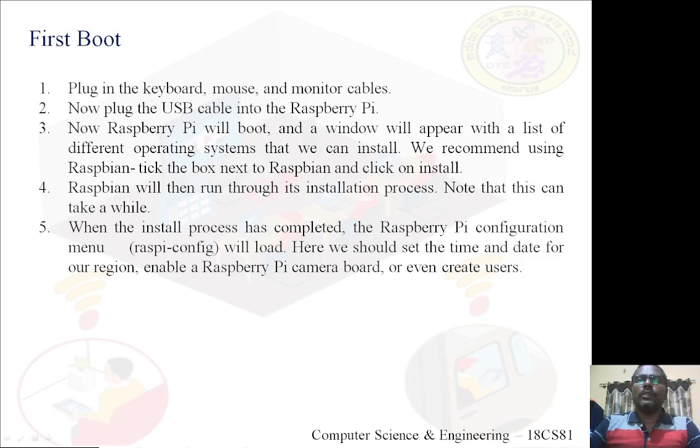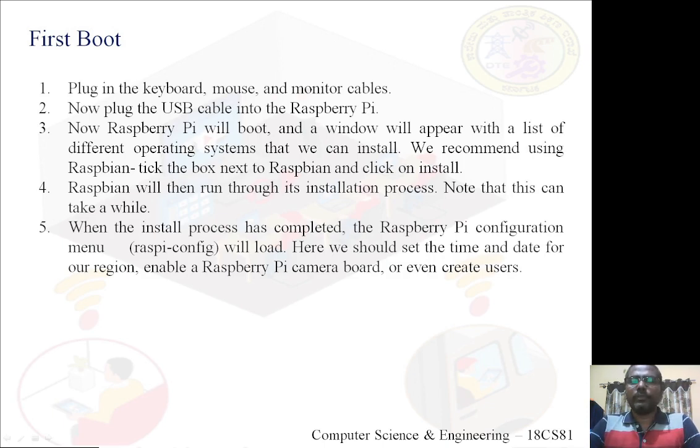So now for your Raspberry Pi computer, there are USB ports available. To those USB ports, you can plug in your USB keyboard and USB mouse. And for the monitor cable, there is an HDMI interface in the Raspberry Pi computer. You can connect the monitor to the Raspberry Pi computer through the HDMI interface.